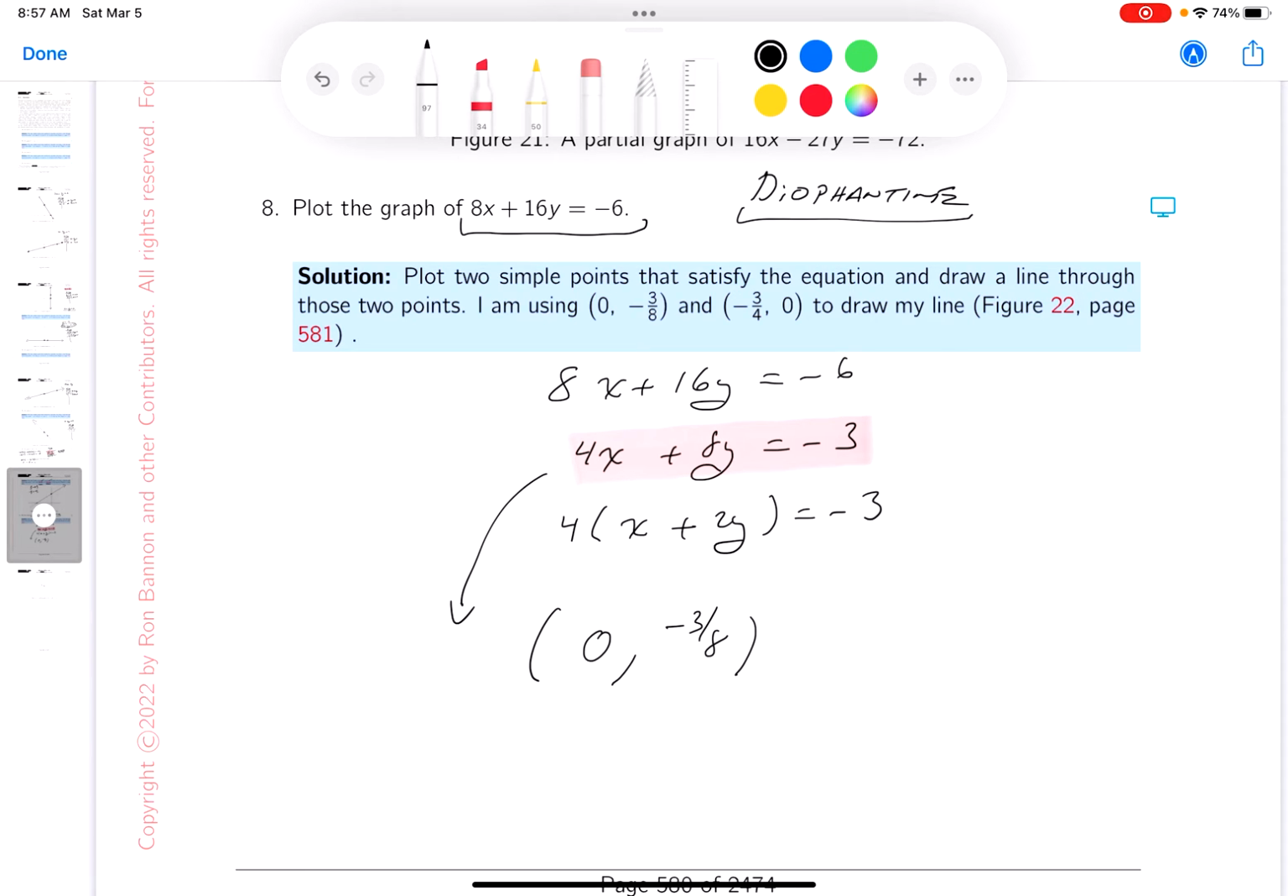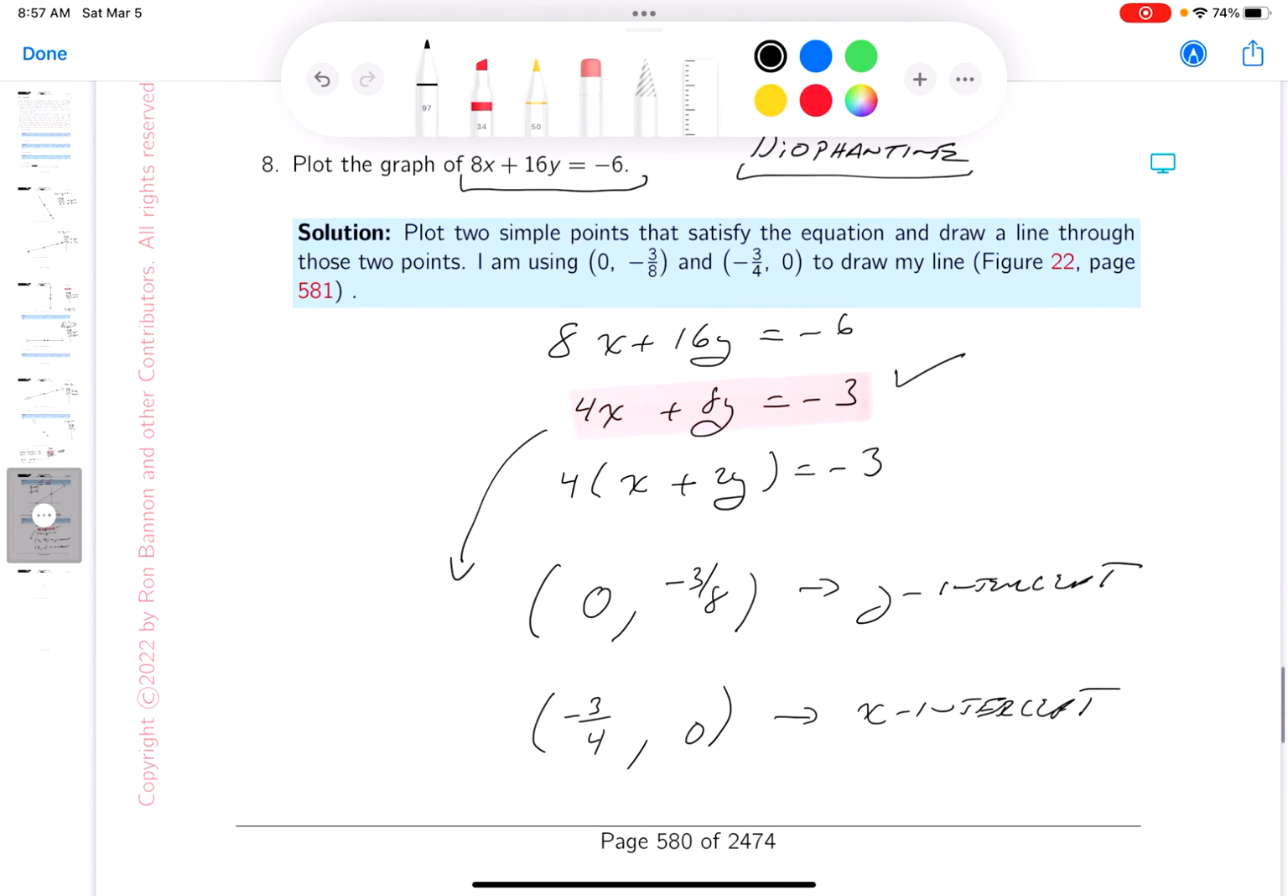I'm going to pick another easy point. I'm going to pick y to be 0. And what would that give me? Well, again, I'm using this equation because it's the simplest one I can look at. That would give me minus 3/4. This is what's known as an x-intercept. And this is what's known as a y-intercept.